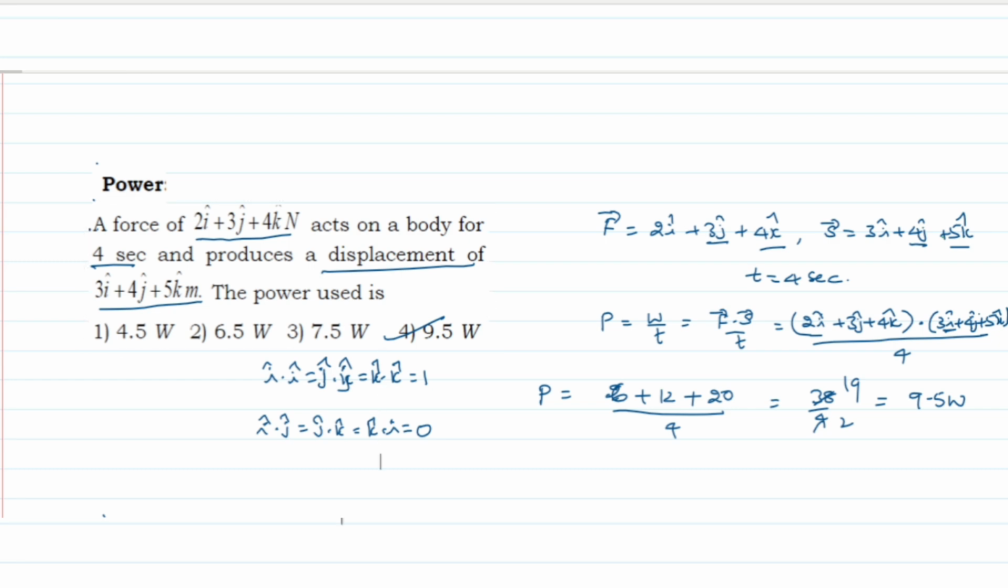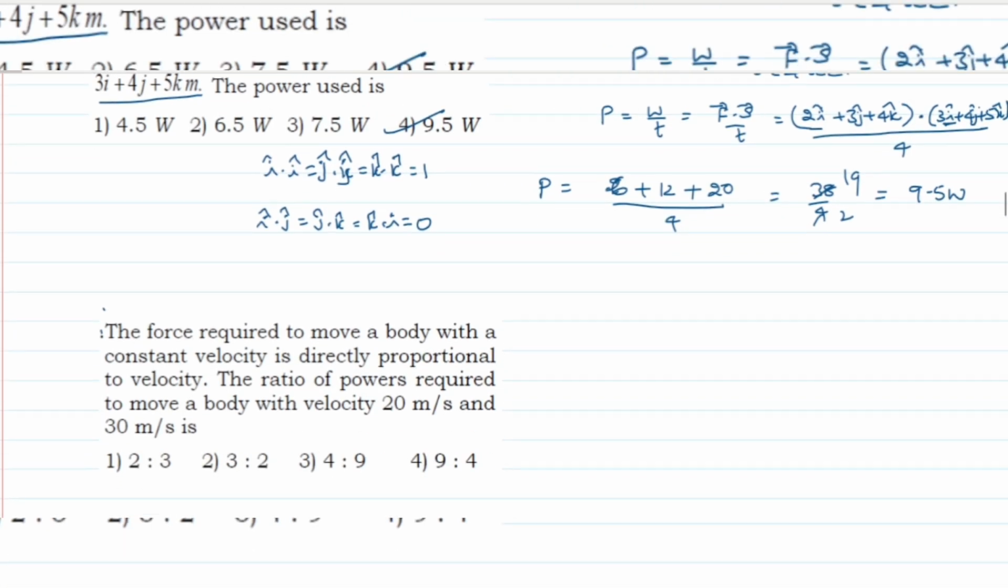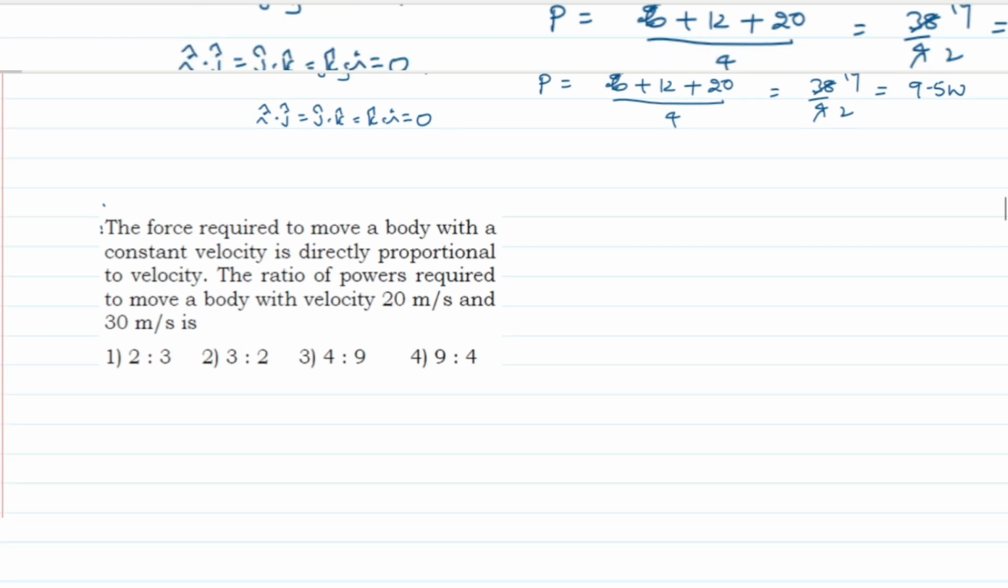Let us see the next question. The force required to move a body with a constant velocity, which is directly proportional to the velocity, is given. The ratio of the powers required to move the body with a velocity of 20 meter per second to 30 meter per second, they are asking.